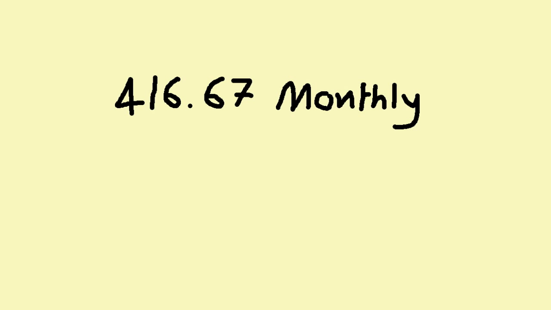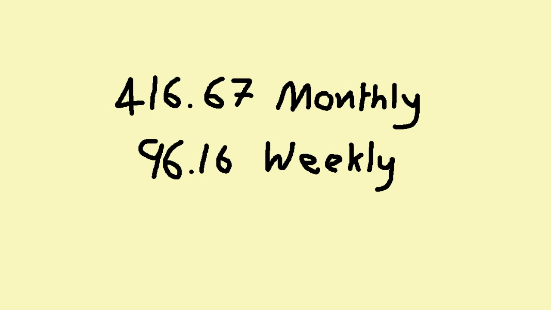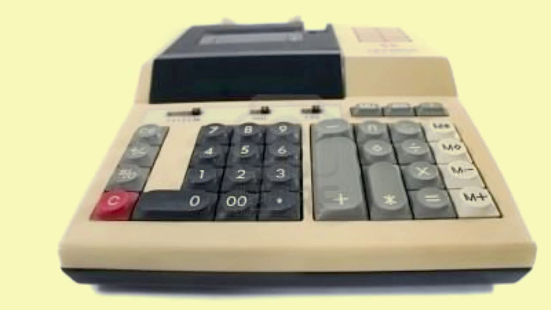You get a monthly free pay amount of £416.67 for every 500 in your tax code, or £96.16 per week for every 500 in your tax code. This is called the frequency factor for free pay. These values do not change. Your tax code is the only variable in the calculation of free pay. You can work out your free pay using these simple steps.